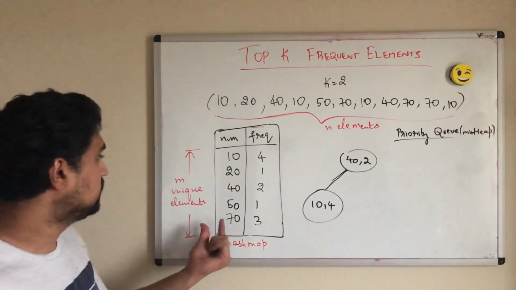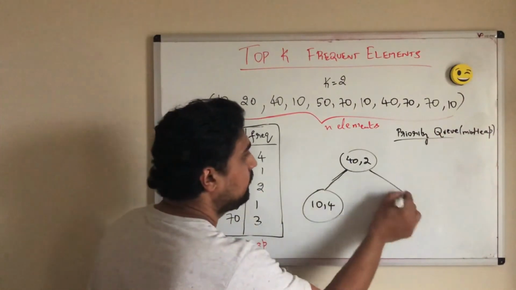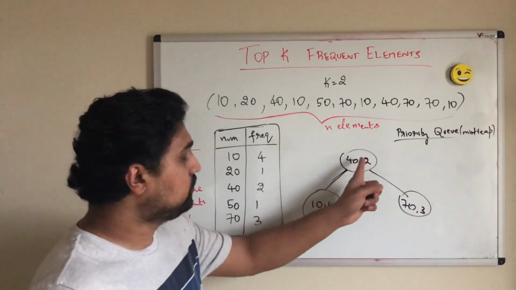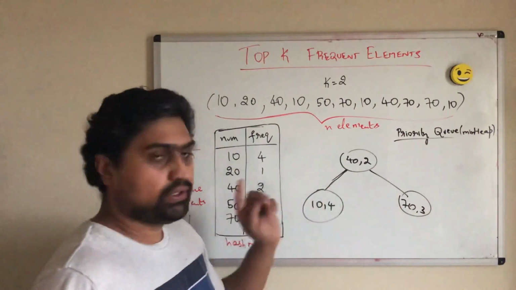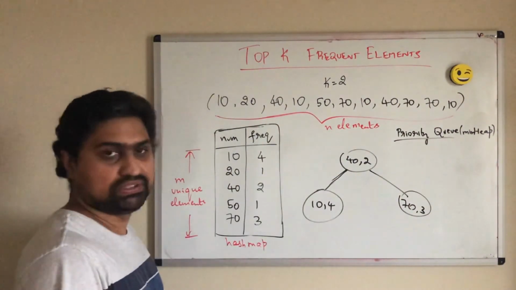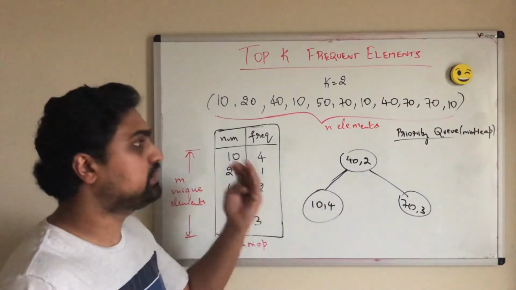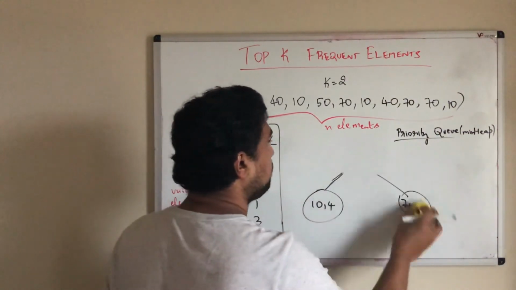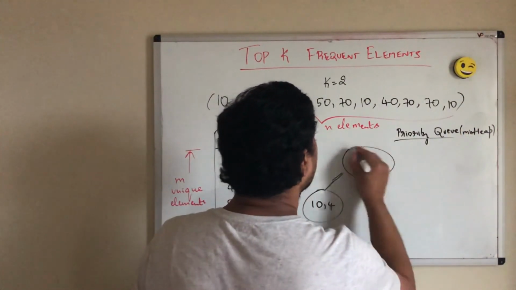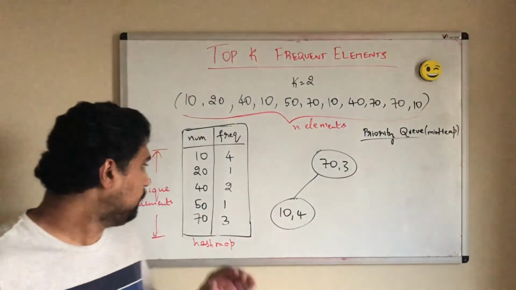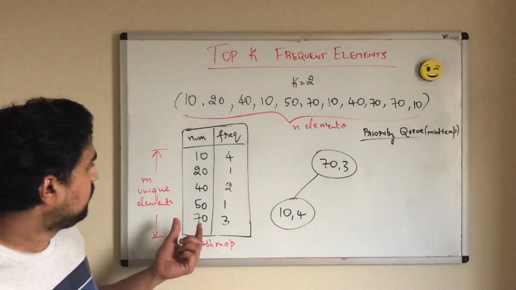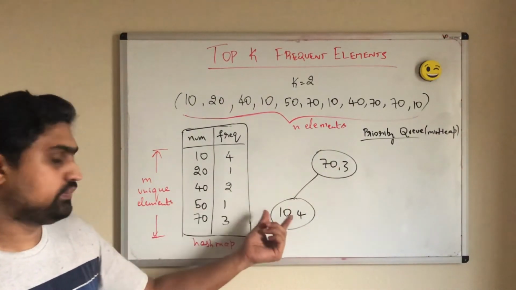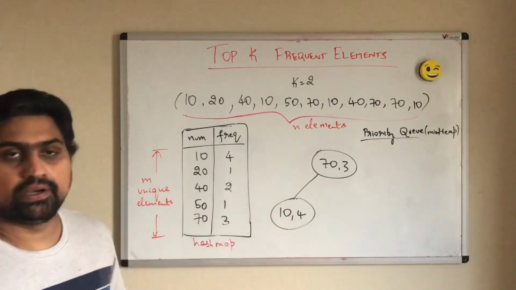So this is 70, 3. So we can add this to the priority queue. Now the frequency 3 is greater than 2, whatever we have at the top. So the priority queue is balanced. Now the size of this priority queue is 3 and k is equal to 2. So again we will remove the top element of the priority queue and move this to the top. Okay. Now we have iterated through all the keys of the hash map and we have a priority queue with the top k frequent elements. So that is 70 with a frequency of 3 and 10 with a frequency of 4. So this is the expected output.